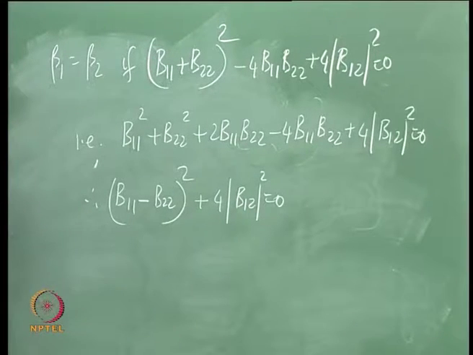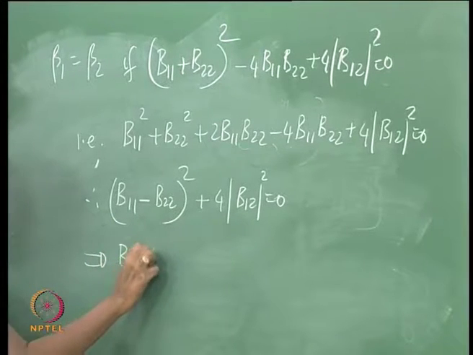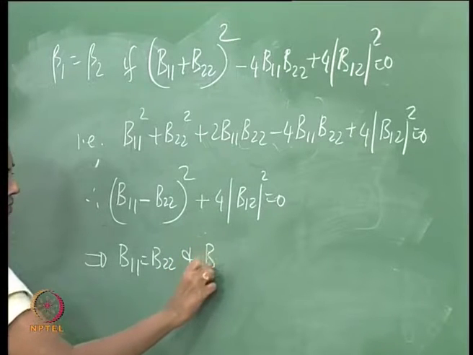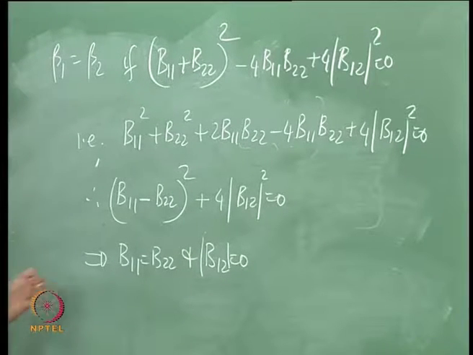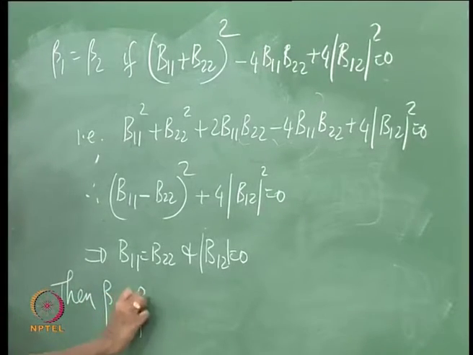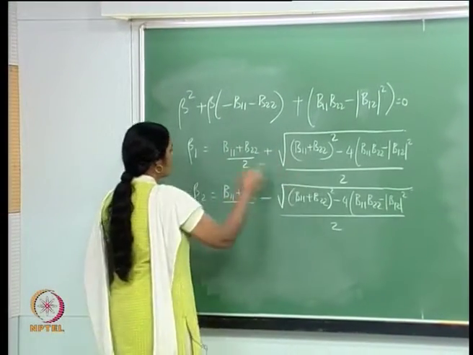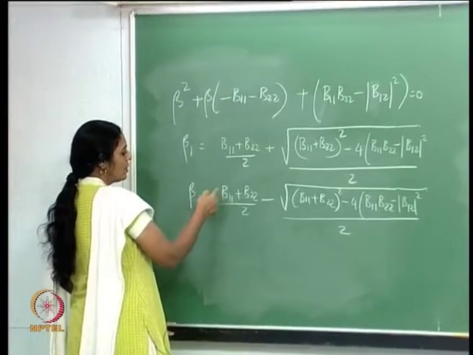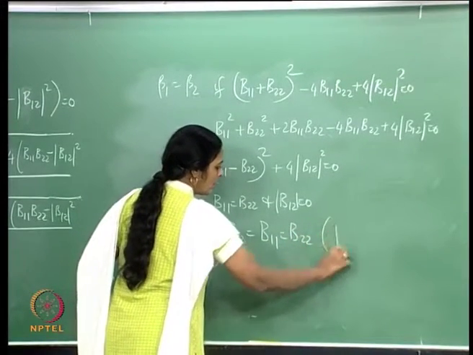If this were true, then beta 1 is equal to beta 2, with no conditions on C1 and C2. Since both of them are positive quantities, this implies that b11 is equal to b22 and b12 is equal to 0. I could write modulus of b12 is equal to 0. Then beta 1 is equal to beta 2. From here, this is just b11. This term drops out, and so beta 1 is twice b11 by 2. Beta 2 is also twice b11 by 2. So, that is b11, but that is the same as b22. Remember, mod b12 is equal to 0.